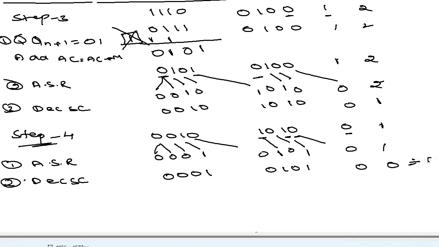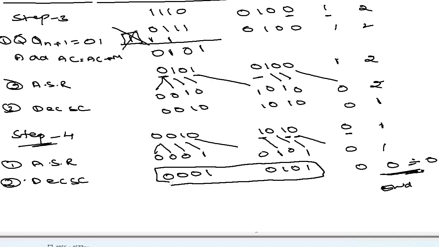So it is equal to 0. So the sequence counter is equal to 0. We end the process. Now the product value contains the accumulator and Q value. So product equals AQ. So A value is 0 0 0 1, Q value is 0 1 0 1. Now you can check the value.